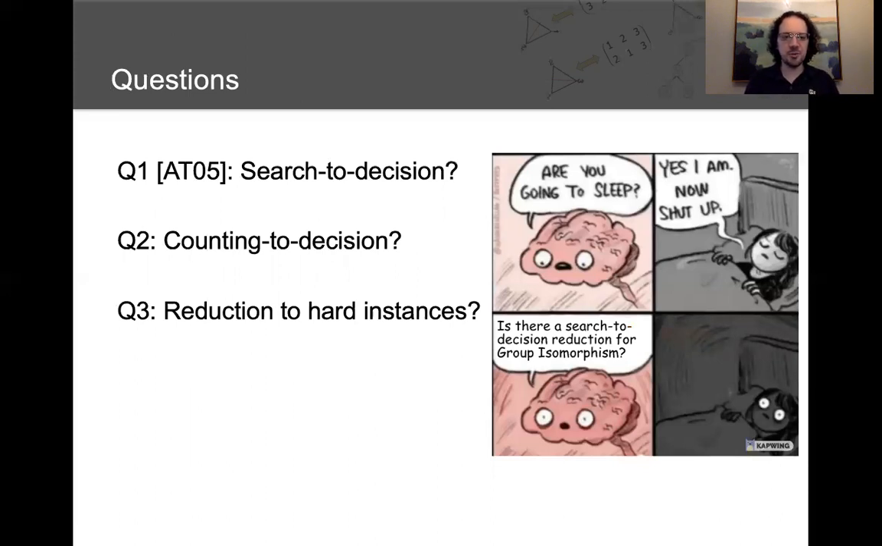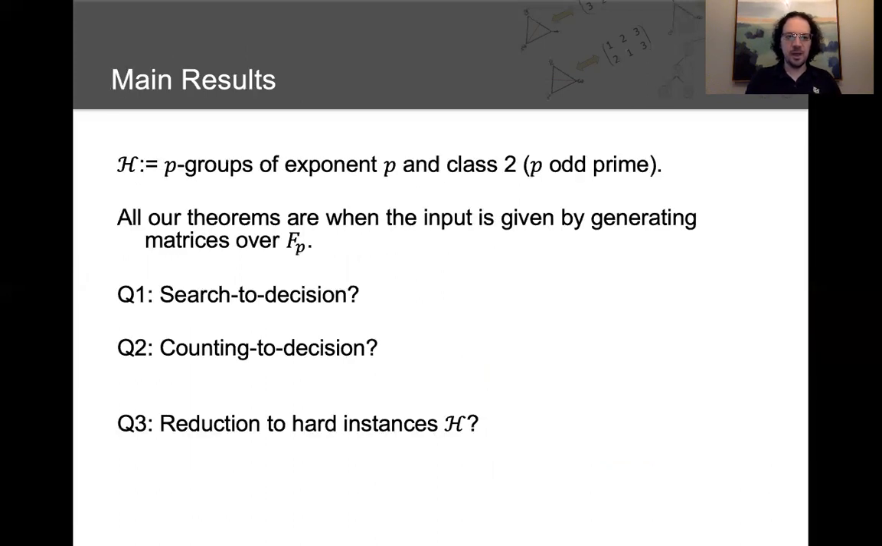Is there a search to decision reduction for group isomorphism? Is there a counting to decision reduction? And are there reductions to hard instances, say nilpotent groups of class 2 and exponent p? And in our results, we make progress on all 3 of these. So for brevity, I'll let this curly H denote the class of p-groups of exponent p and nilpotency class 2. And now p is going to be an odd prime.